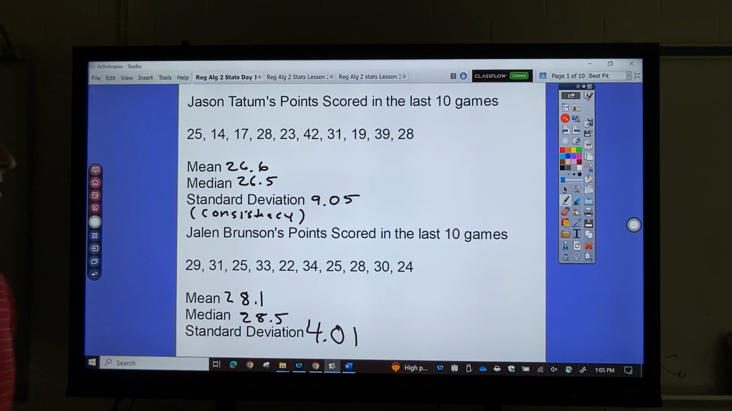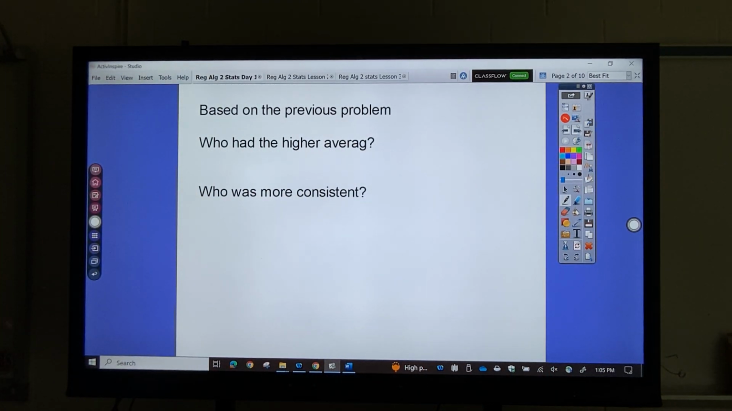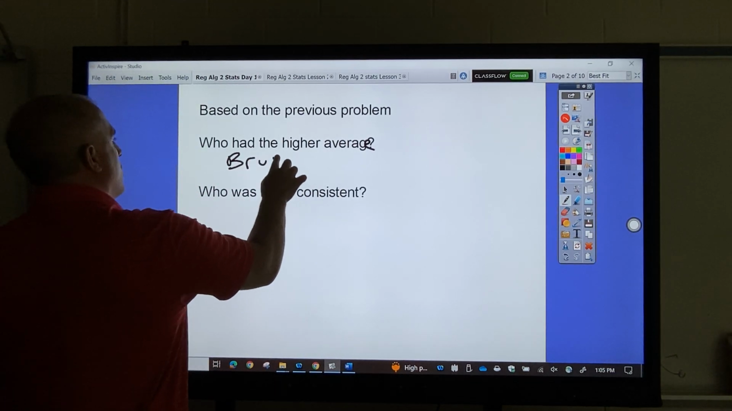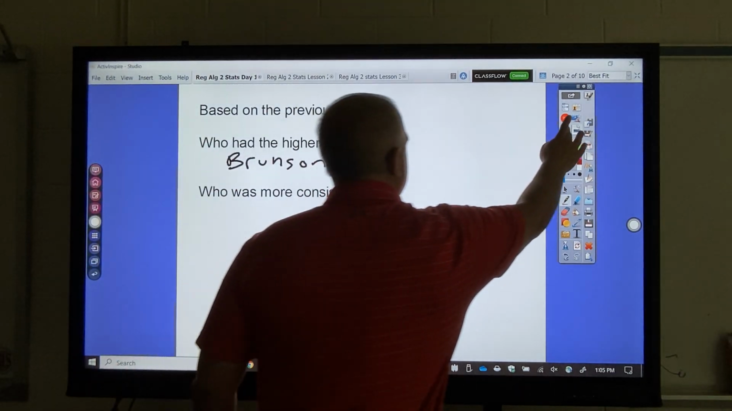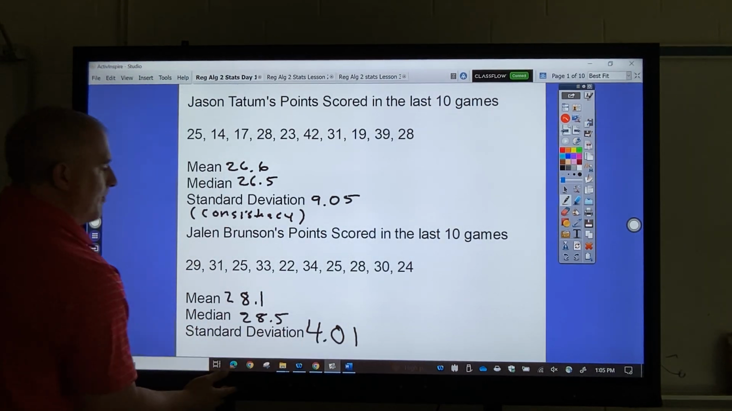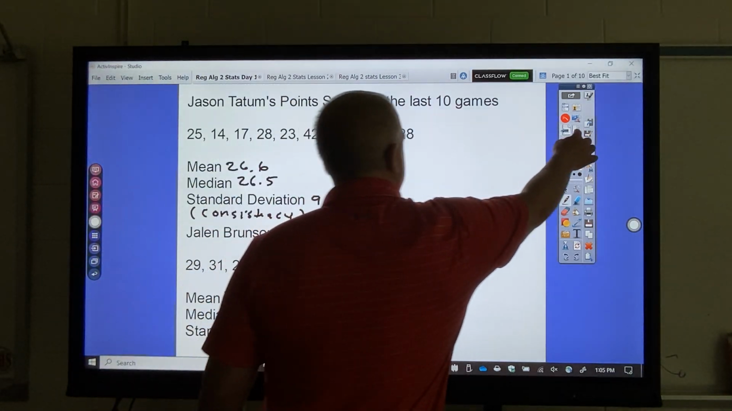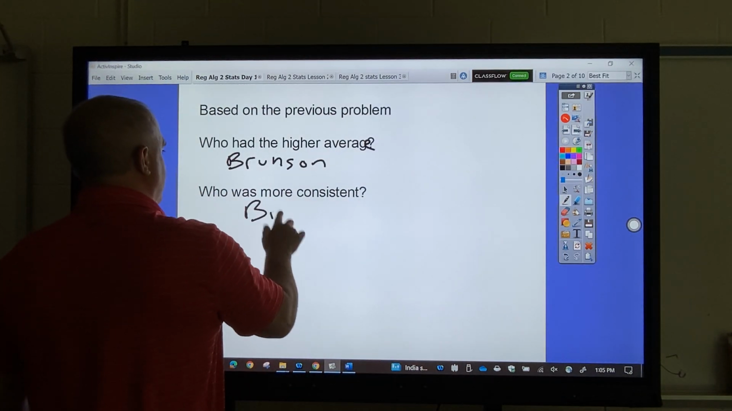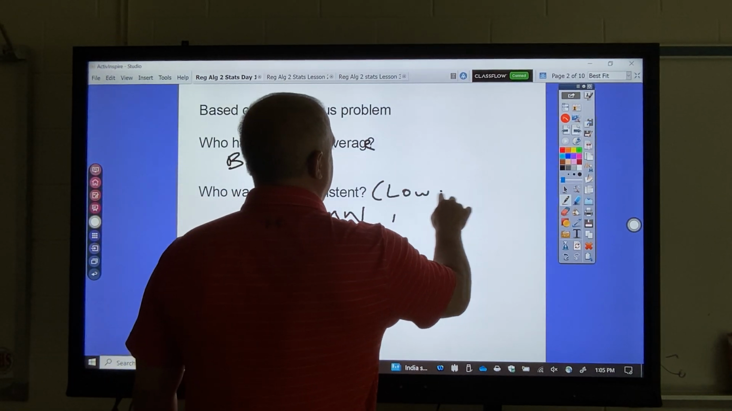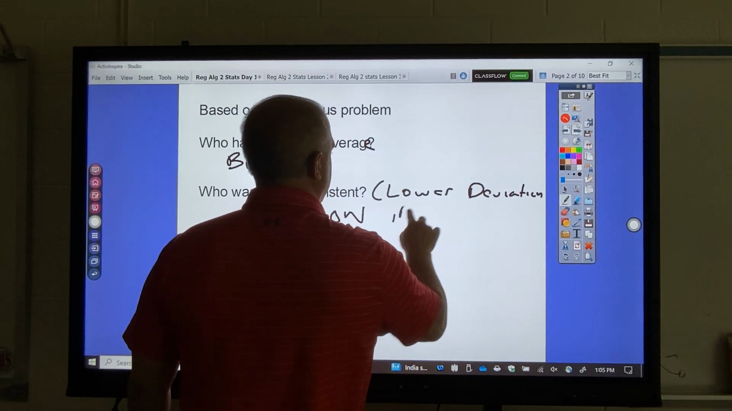So based on the previous problem, who had the higher average? Well, that's going to be Brunson. Who is the most consistent? Now, how do you tell that? Look at the standard deviation. The lower number, the more consistent. So that's also going to be Brunson. The lower the deviation, the more consistent.